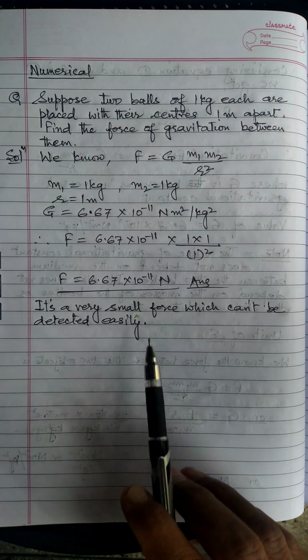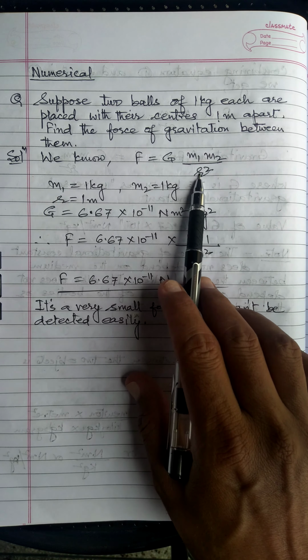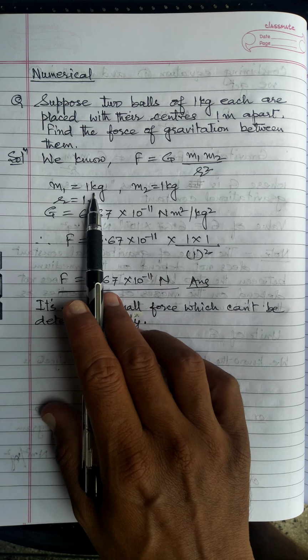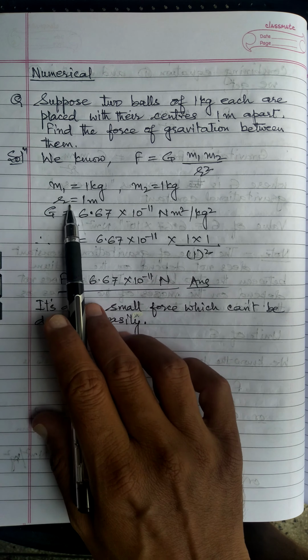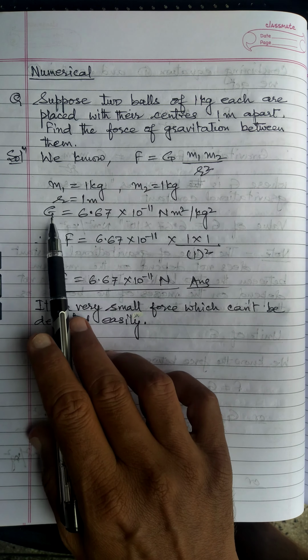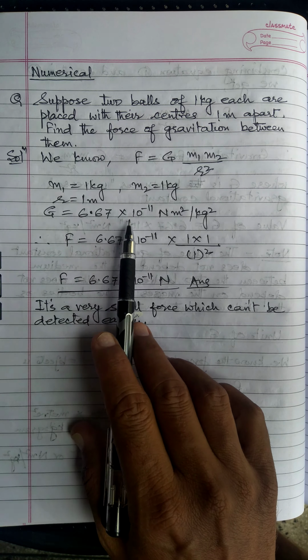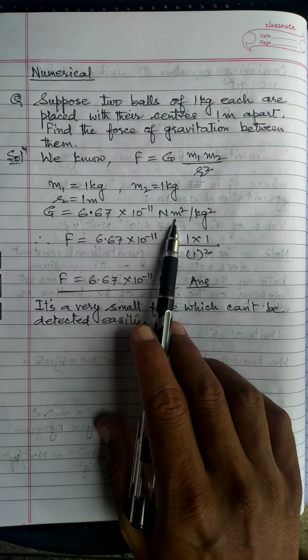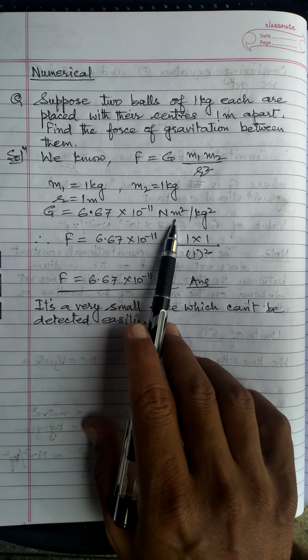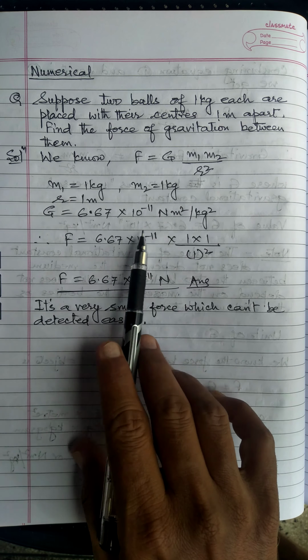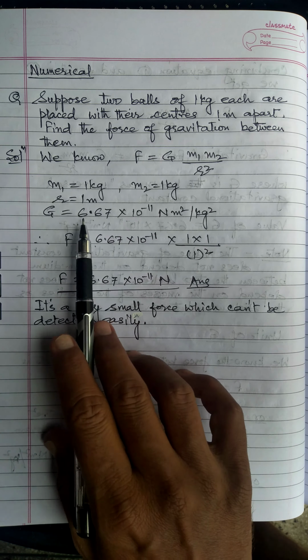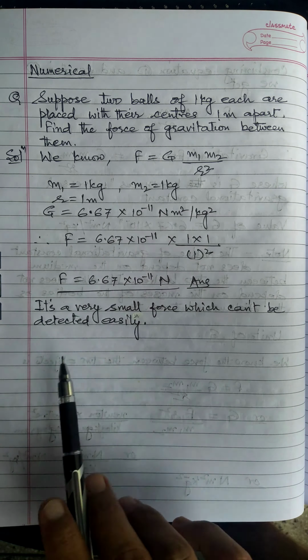We know F = G m1 m2 / r². So m2 is equal to 1 kg, r is equal to 1 meter. G is equal to 6.67 into 10 to the power minus 11 Newton meter square per kg square. This you have to remember, you have to learn it. Remember this value as well as this unit.